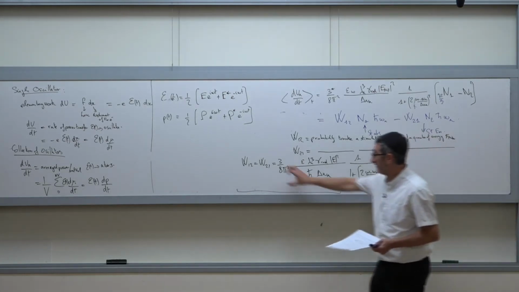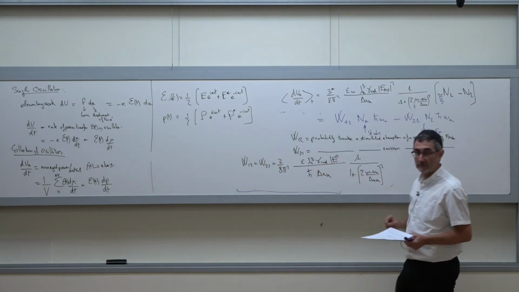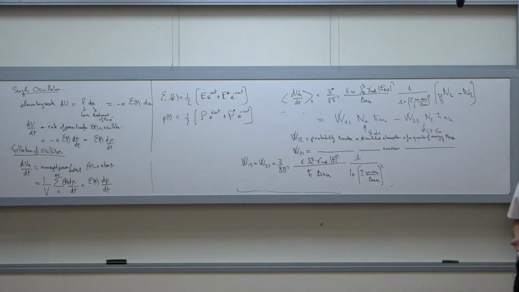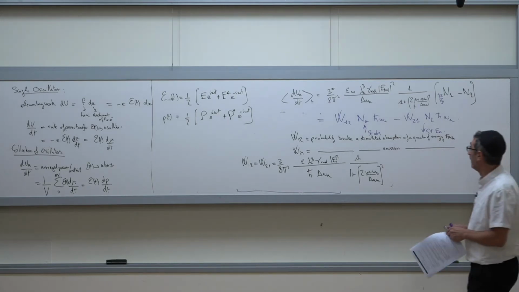You see that's very important. So this term is proportional to E square, so it's proportional to the intensity of the incident field. W12 and W21 are equal. Actually, this is true when you have a two-level system, or between two levels.